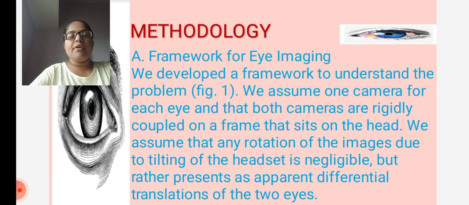The basic methodologies of eye as a camera: the first one was the framework for eye imaging. We developed a framework to understand the problem. We assume one camera for each eye, and both cameras are rigidly coupled on a frame that sits on the head. We assume that any rotation of the images due to tilting of the headset is negligible but rather presents as apparent differential translations of the two eyes.